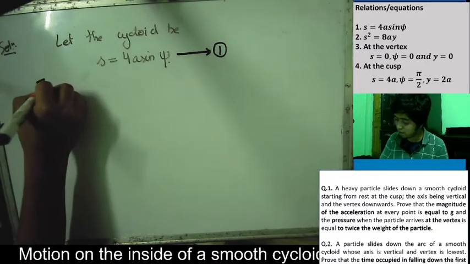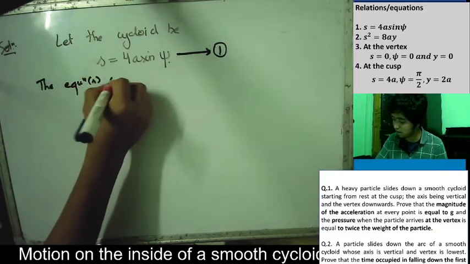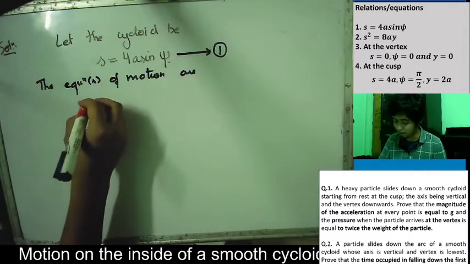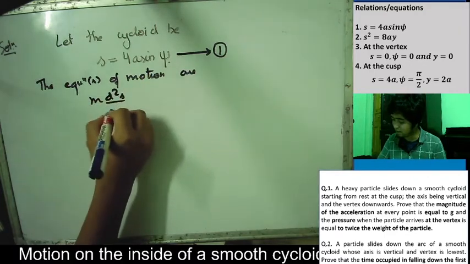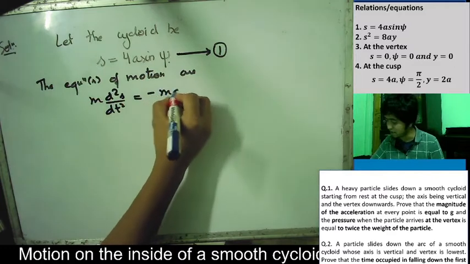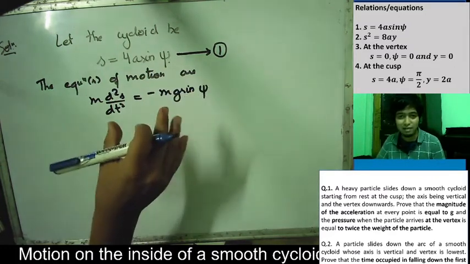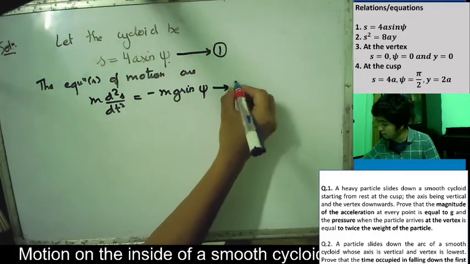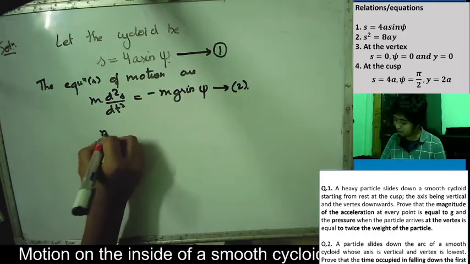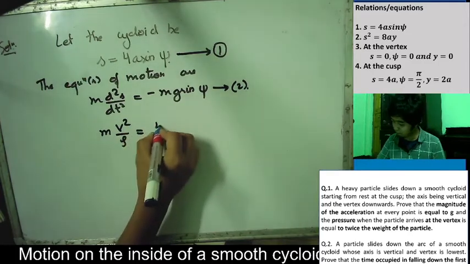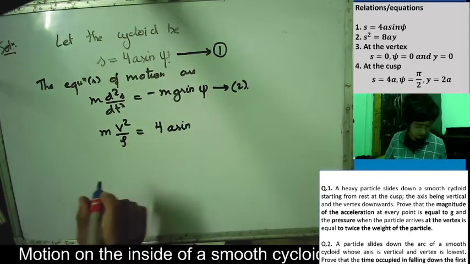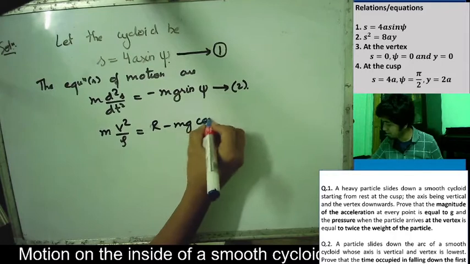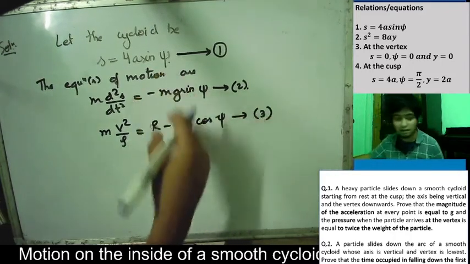Now the equations of motion. The first one we have seen: m d²s/dt² = -mg sin psi. You can refer to the last video; I will put the link in the description, for how we got this one. And the other one we got was m v²/rho = R - mg cos psi. So these are the equations of motion.